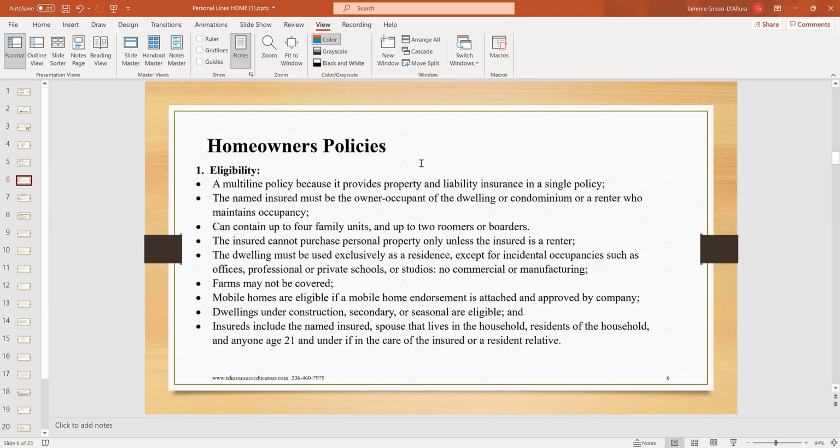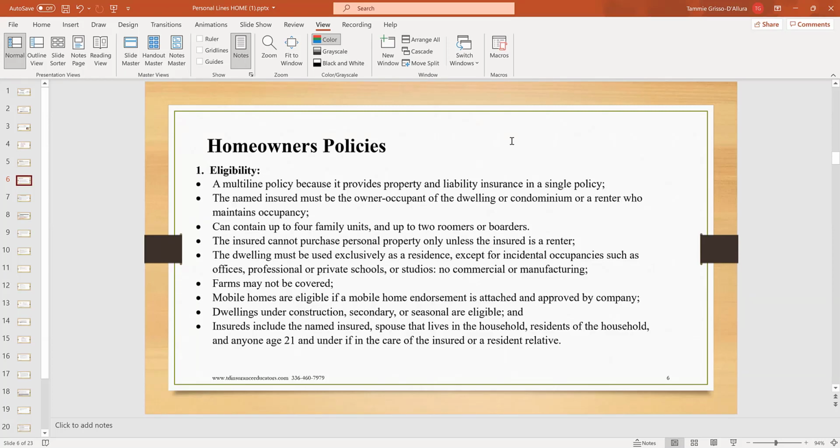Are you going to be occupying this apartment? You're not going to be subleasing it or that type of thing. So it's very important on these homeowner policies that they are owner occupied. Now, when we're talking about a homeowner policy, we can do up to 4 family units. You've seen these buildings, maybe they're called homeowners associations as far as townhomes. And there's usually 4 family units to each building.